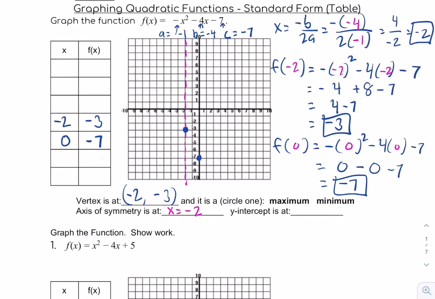And also you can see it crosses our y-axis. So that is our y-intercept. So our y-intercept is 0, negative 7. Okay, and once you have that point, you could actually just mirror that to the other side. Right, it's 2 away from the middle. 1, 2. Count again. 1, 2 to the other side. Mirror it.